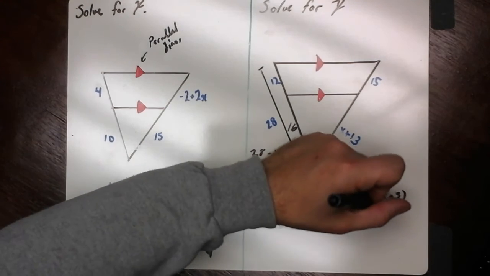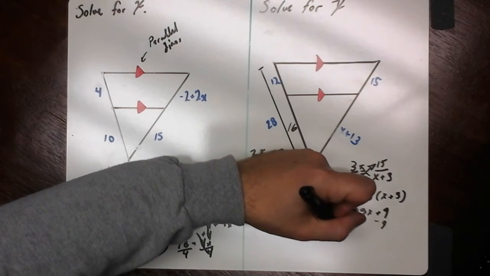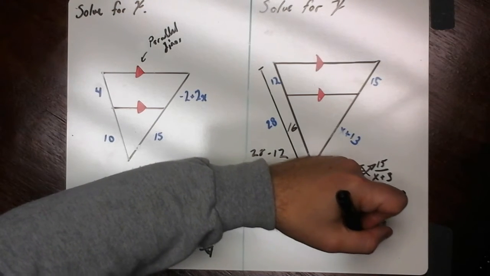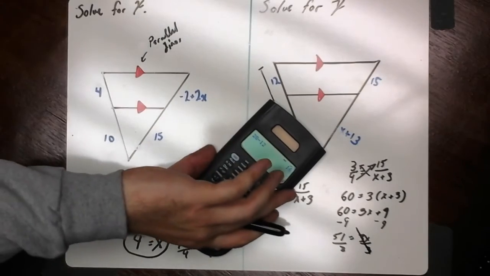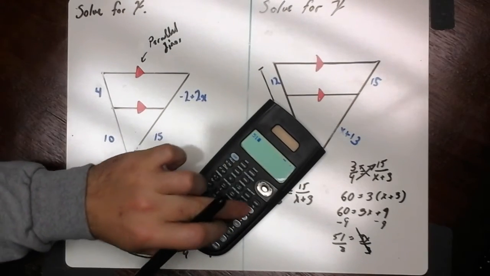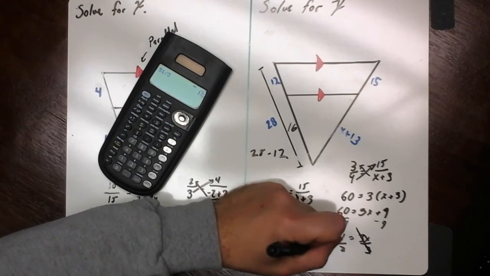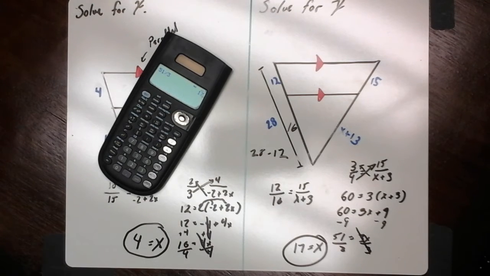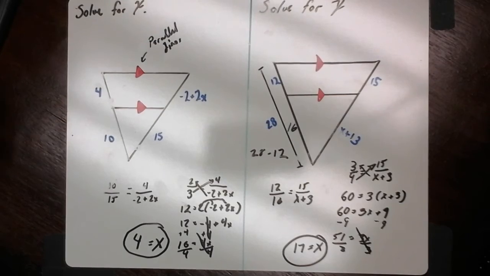Okay, I'm going to subtract 9. I'm going to get 51 equals 3x. Then I'm going to divide by 3. And let's see what I get. So 51 divided by 3 is 17. So x equals 17. And that's those two problems. Next, let's take a look at a word problem.